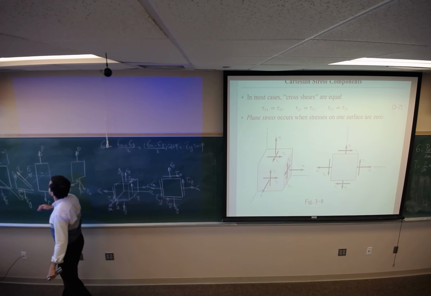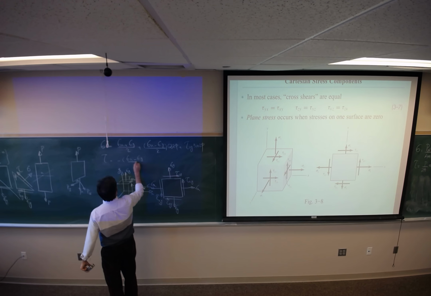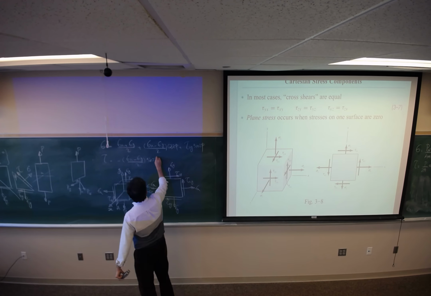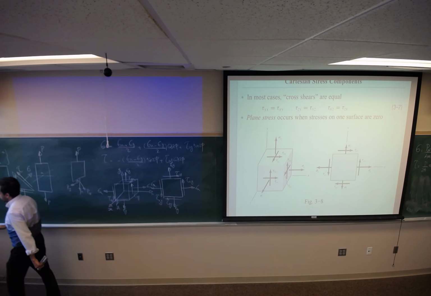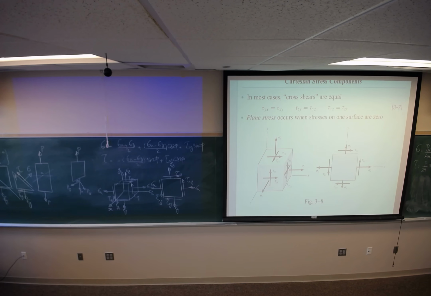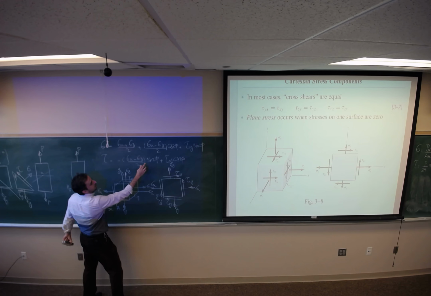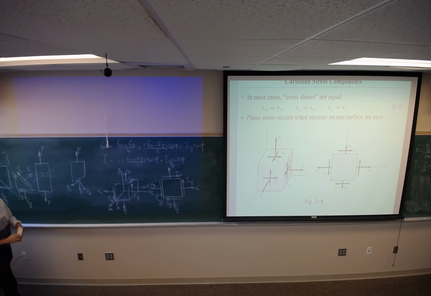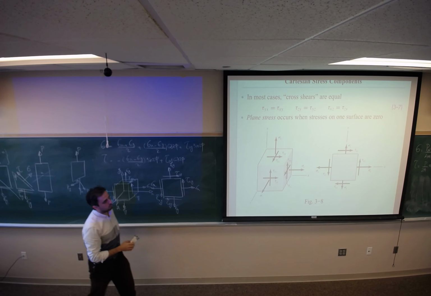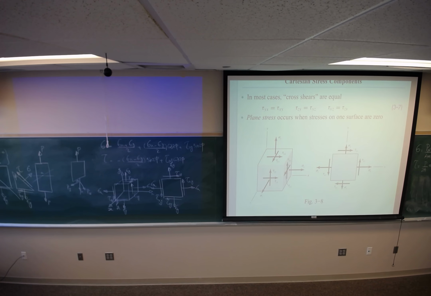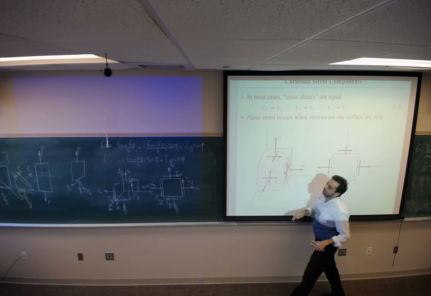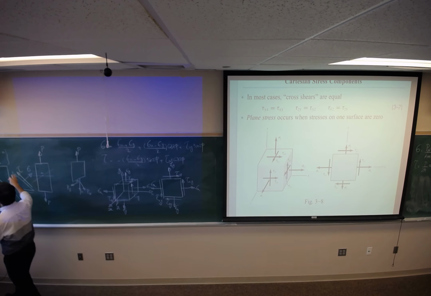And the shear stress is going to be negative of this, sine of 2 phi, plus tau xy cosine of 2 phi. So just plug in the angle, whatever the plane is, then find the sigma and the tau corresponding to that.